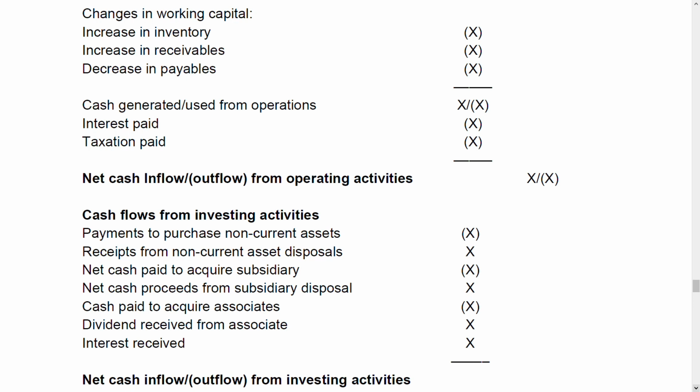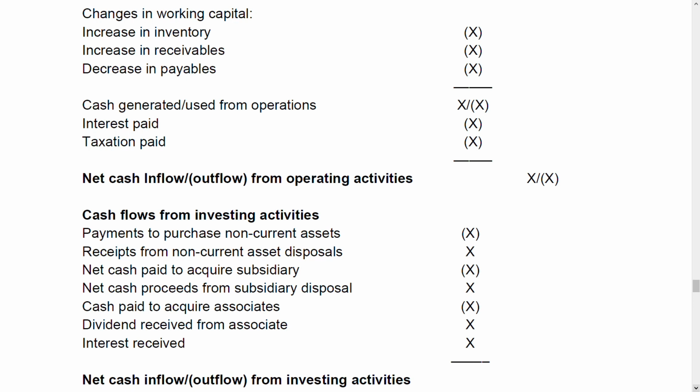So in investing, if you are making a payment to purchase a non-current asset, it's an outflow, a deduction. Receipt by selling is an addition. The problem is not the problem. The new thing is in associate and subsidiary. When you are paying cash to acquire the subsidiary, it's an outflow under investing activity. And if you are getting cash receipt by selling a subsidiary, it's an addition. Same way, when you are paying cash to acquire an associate, deduct.